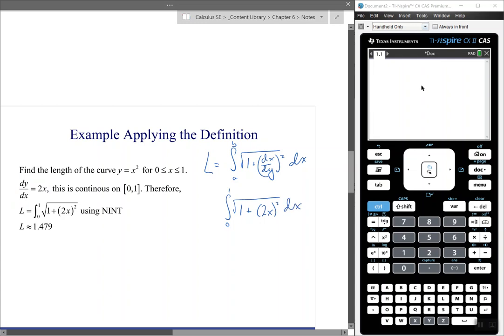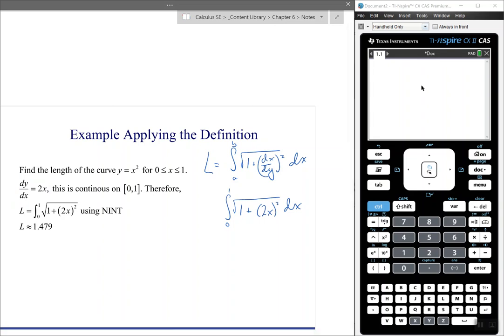Again, at this point, we don't want to try to evaluate this by hand. It's going to be very, very challenging to try to do this by hand. Got the calculator up for a reason. Plug this into the calculator. That's where we're going to get our answer.